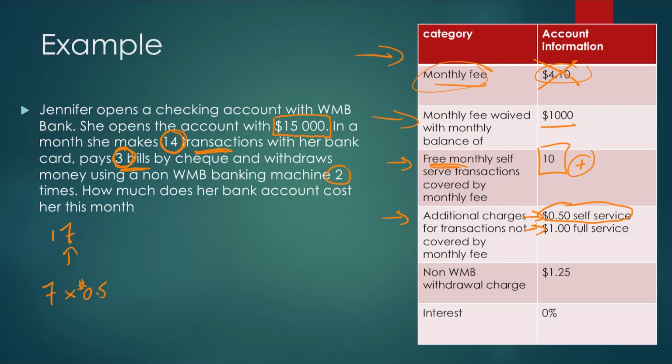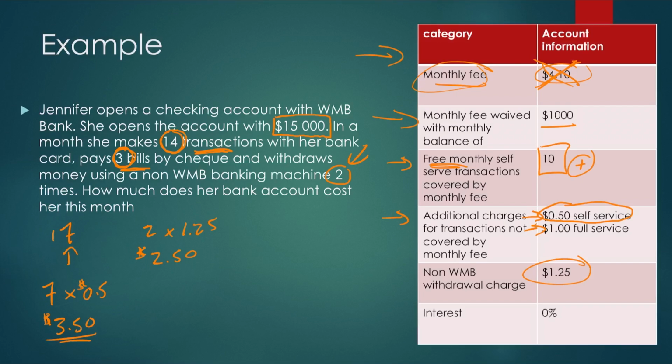Okay, but we also have to remember this too here. It says that she used a non-WMB banking machine 2 times, and that cost is quite a bit higher. It's $1.25 for each time. So you need 2 times $1.25. Let's just look at what we have so far here. This is $3.50. She got charged there. And this is $2.50 right there. She didn't have the monthly fee because she had the higher balance.